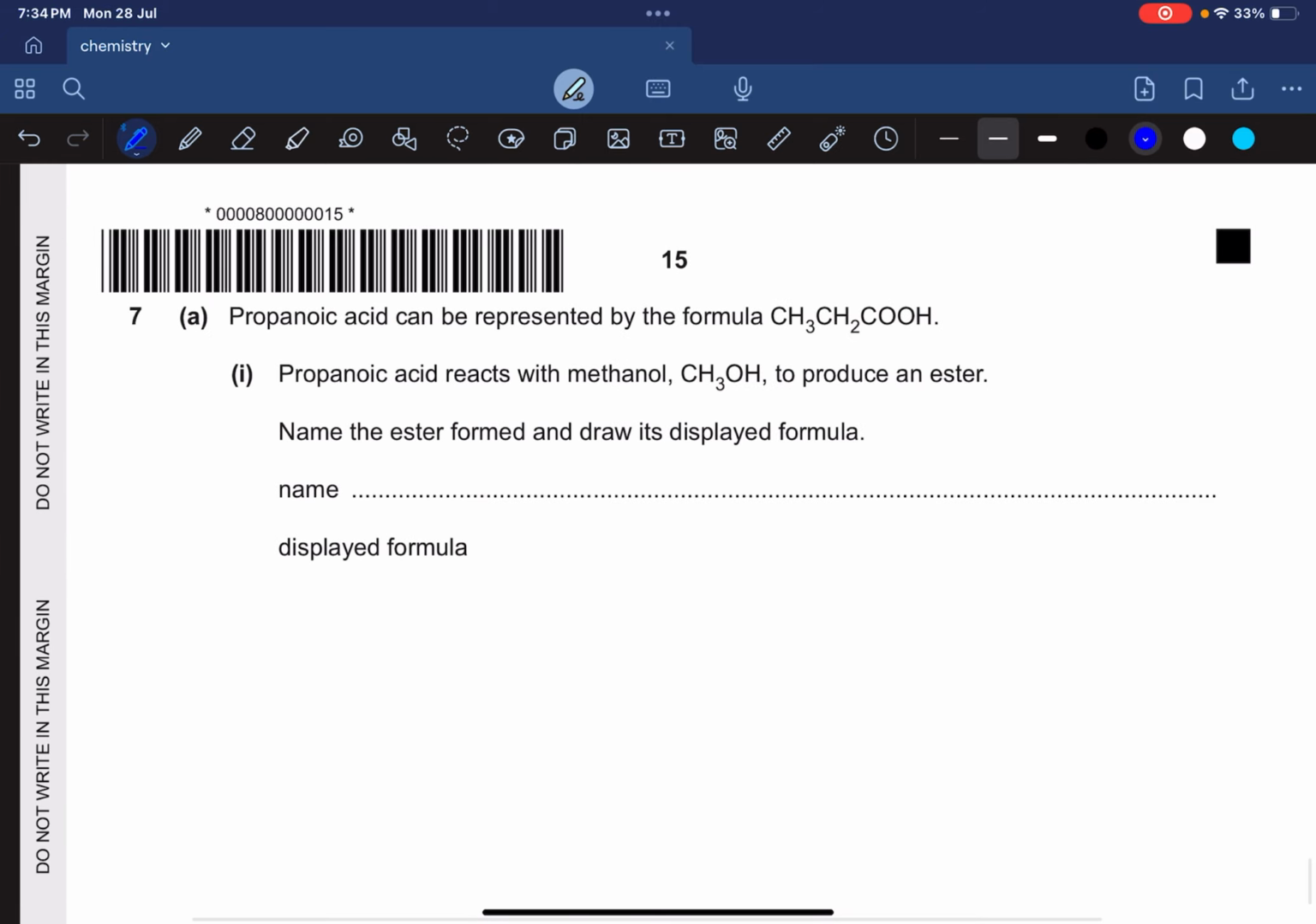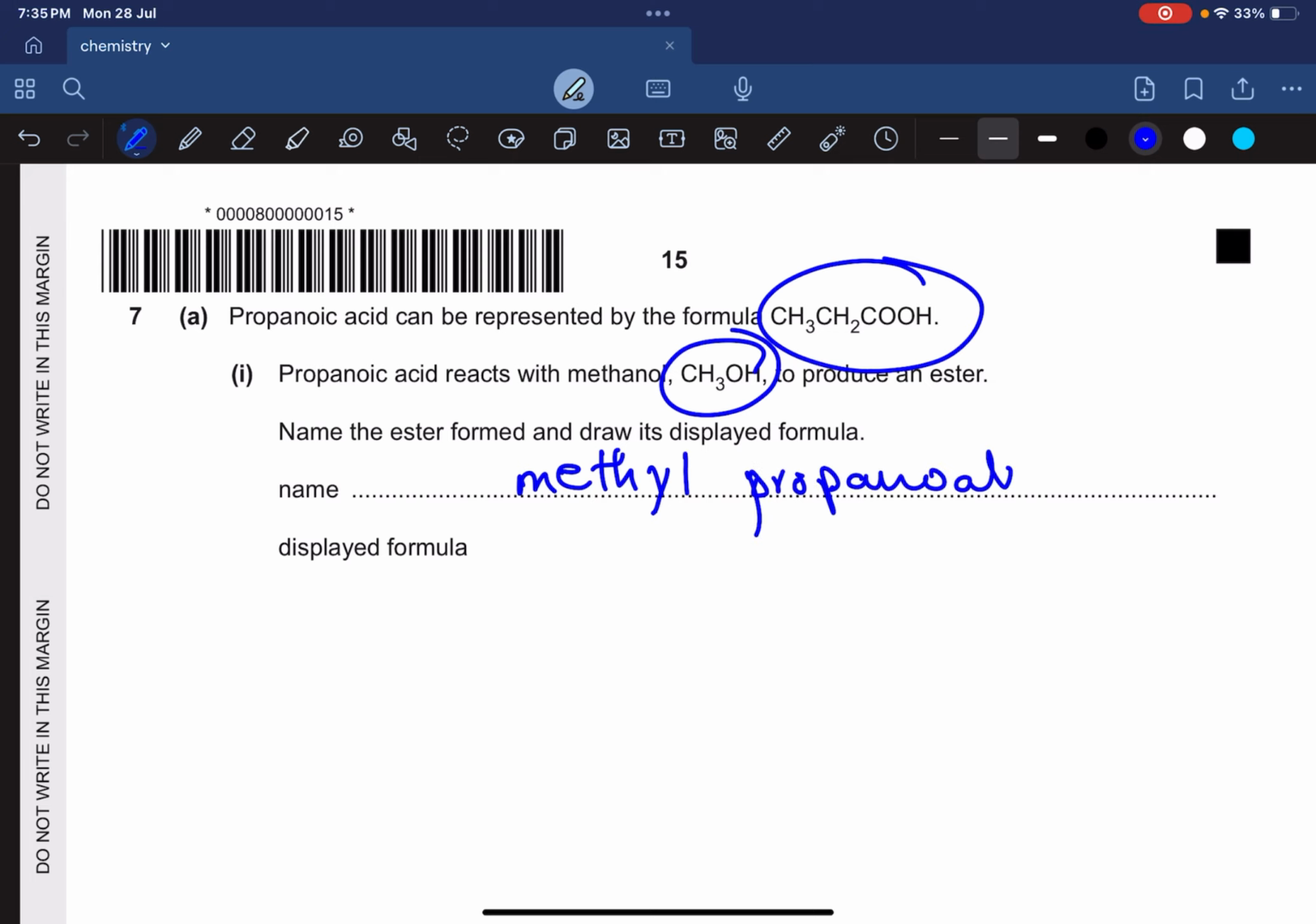Okay, propanoic acid can be represented by this formula. Propanoic acid reacts with methanol, which is CH3OH, to produce an ester. What's going to be the name of the ester? You have propanoic acid and you have your methanol, so it's going to be methyl. You take the name of the alcohol and then propanoate. Methyl propanoate. I guess that's simple.